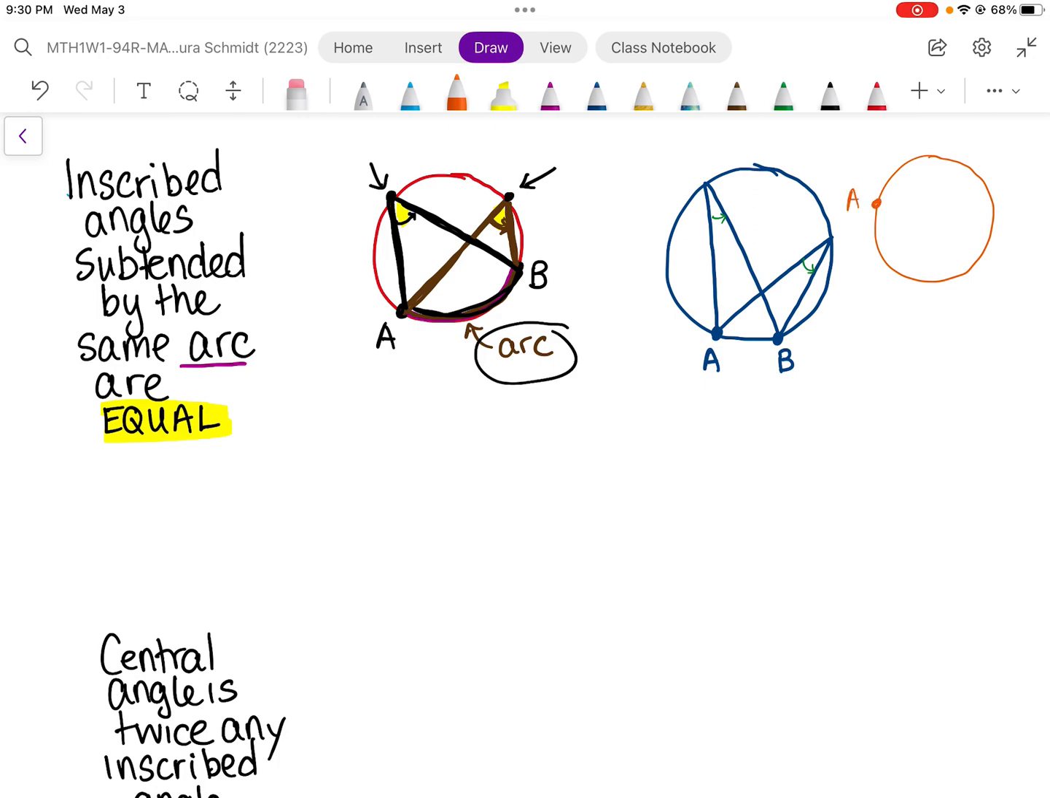Okay, let's say A and B. And let's say we go here and then here, and then here and here. So we still know this angle and this angle will be equal. So whatever they are, like if this was 20 degrees, then this would also be 20 degrees. Okay, so that's one theorem.